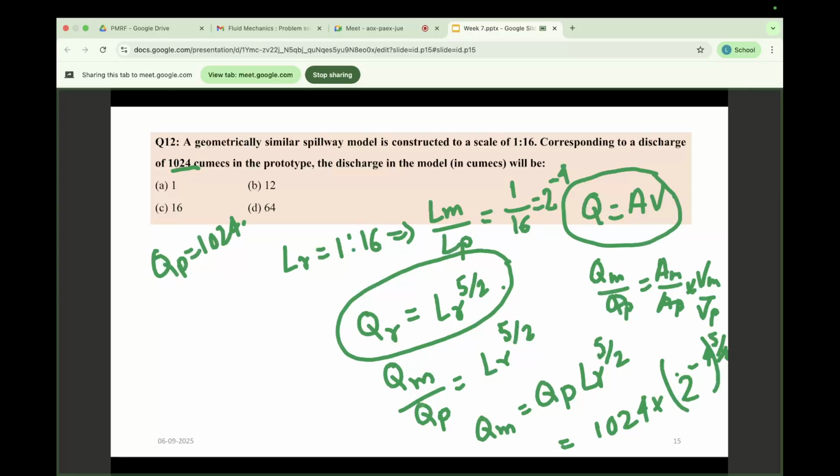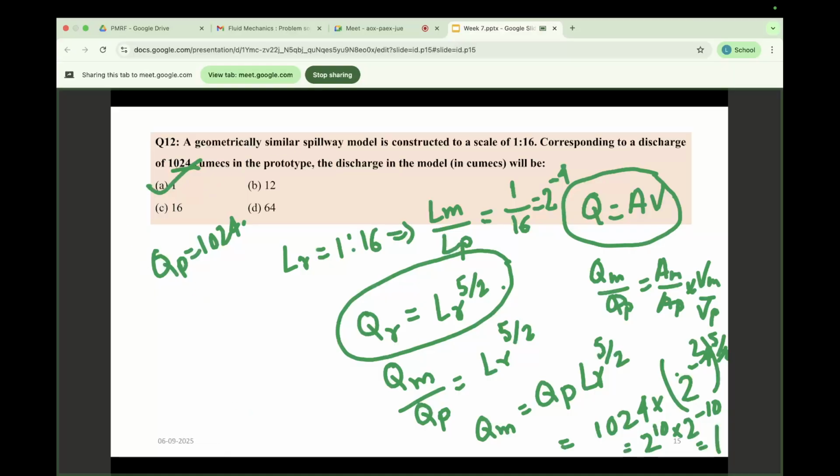That means this 2 and this 2 will cancel out. That means 2 to the power minus 10 into 1024. 1024 means 2 to the power 10, into 2 to the power minus 10, which gives 1. So the correct answer here is option A.